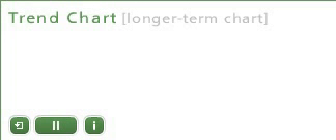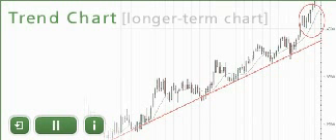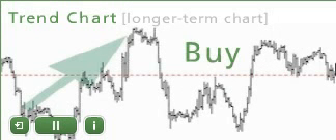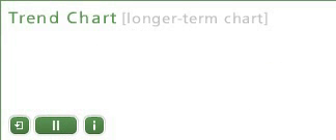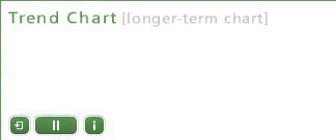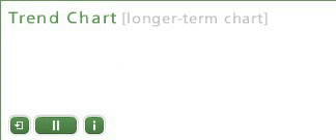The trend chart is a longer-term chart that helps you identify the predominant trend you should be looking to trade with. If the stock price in the trend chart is trending upward, you should be looking to buy the stock or CFD. If the stock price in the trend chart is trending downward, you should be looking to sell the stock or CFD. You can choose whichever time frame you would like to use for your trend chart as long as it is a longer time frame than the time frame you use for the charts you normally trade from.